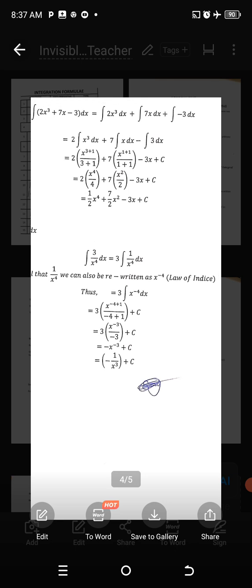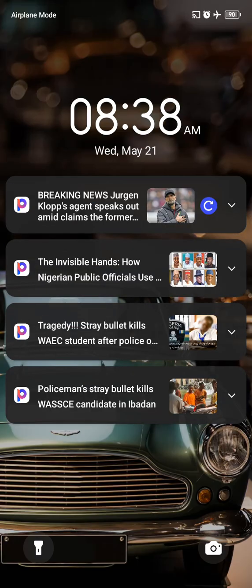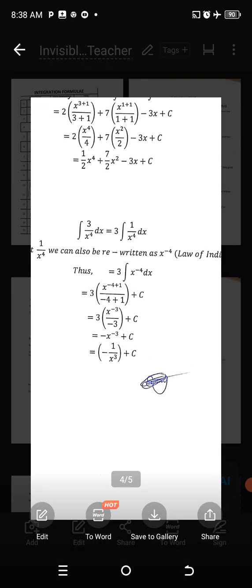So that will now take us to 3 integral x raised to power minus 4 dx. Then with the same principle we've been applying, we recall that the integral of x raised to power n will be x raised to power n plus 1 all over n plus 1 plus c. So with that, you can solve what is inside that integral symbol.